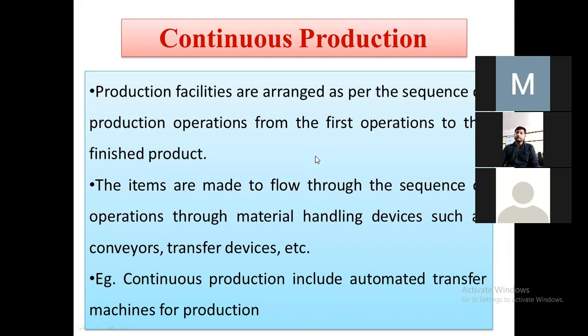The items are made to flow through the sequence of operations through material handling devices such as conveyors, transfer devices, etc. Okay, so the most important thing in continuous production, or if you want to increase the degree of automation in a mass type of production, is that we have to reduce the material handling.